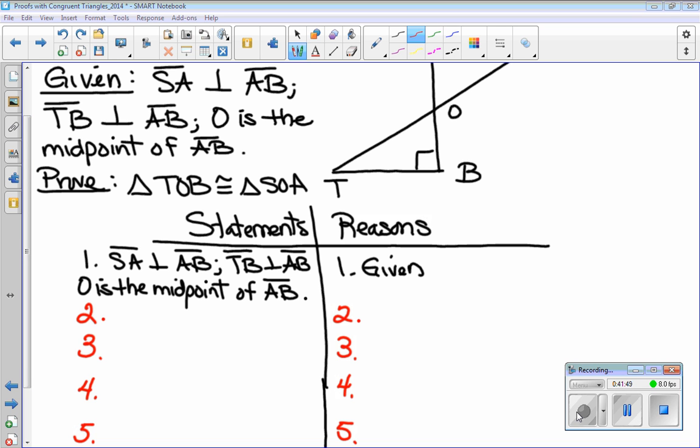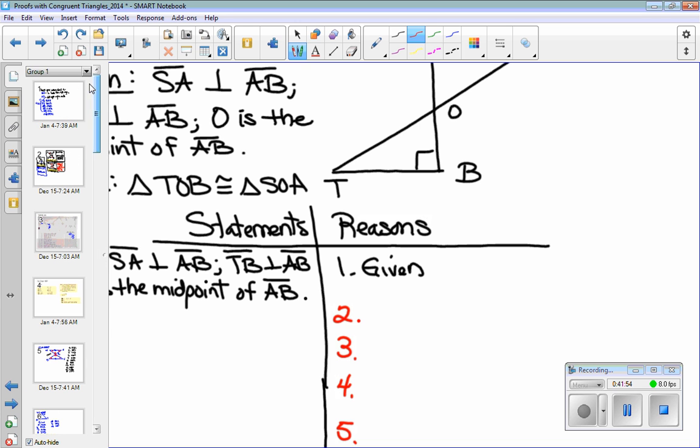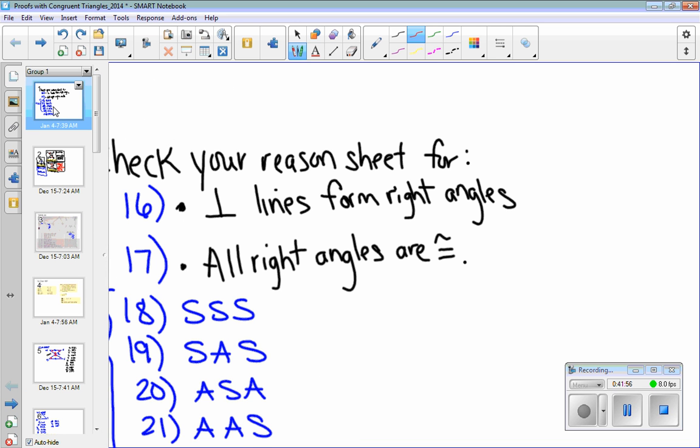Remember, if you look at your reason sheet, the very beginning of class, what did we say that you had to add? If you have perpendicular lines, which is what we have, then we have to have somewhere in our proof that says perpendicular lines form right angles. Once we have right angles, then we can say the congruent statement, all right angles are congruent. So we actually have to put both of these in our proof. So we're not going to say anything about 90 degrees. We're going to say they form right angles, and then the right angles are congruent. Okay? So that's what we're going to have to add.